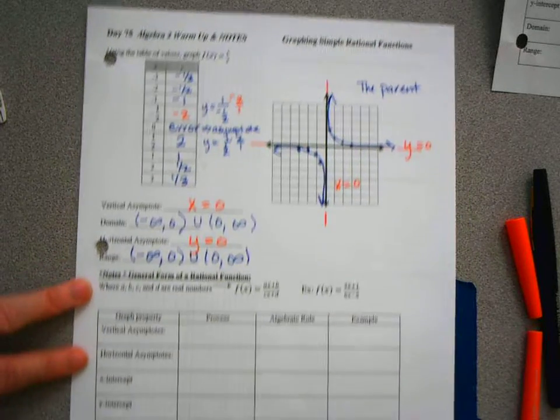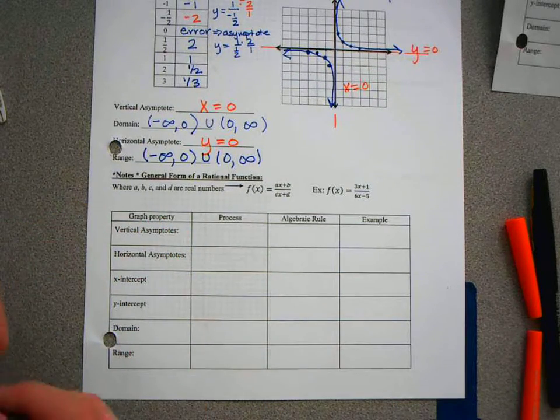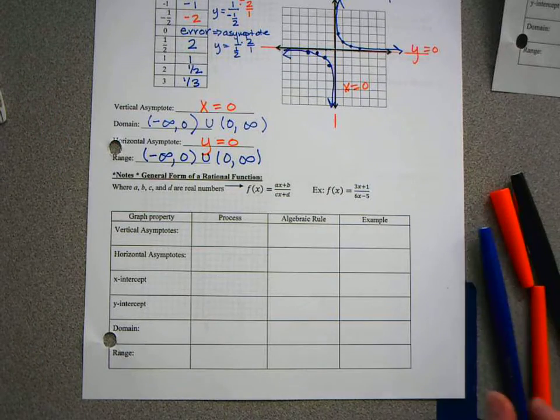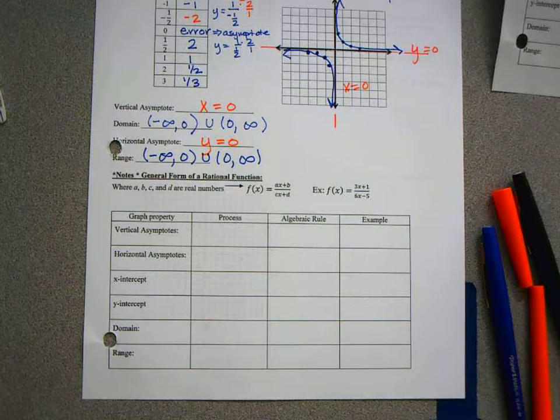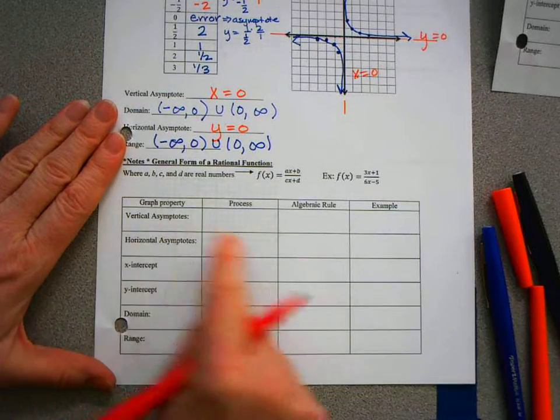Now let's go through the nitty-gritty of how to graph. It's really detailed, so hang in there. Here we go. We have a different process. This is really important. What do I do to get this?